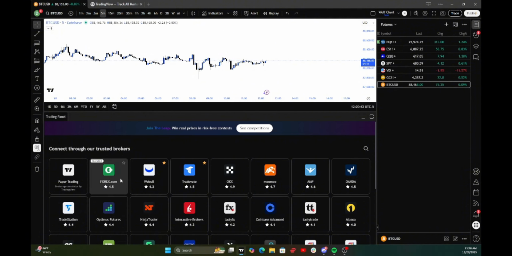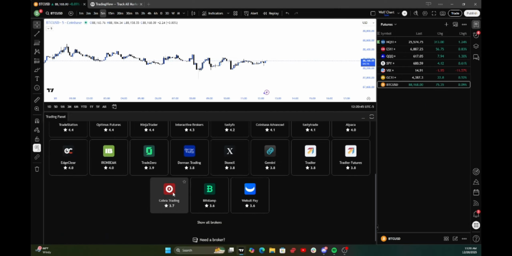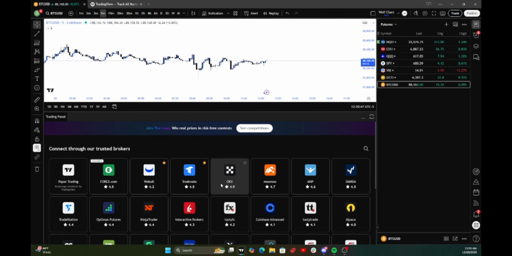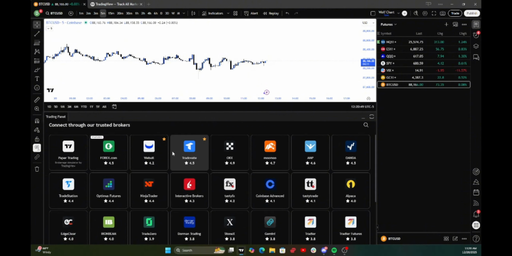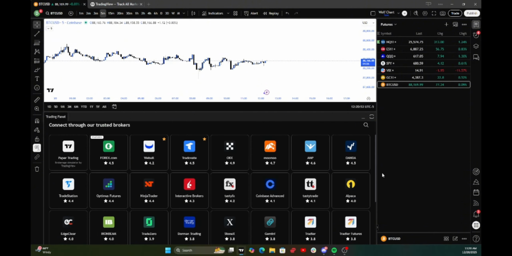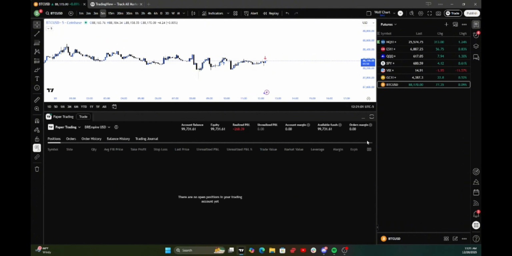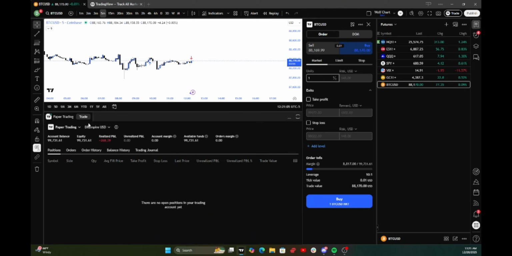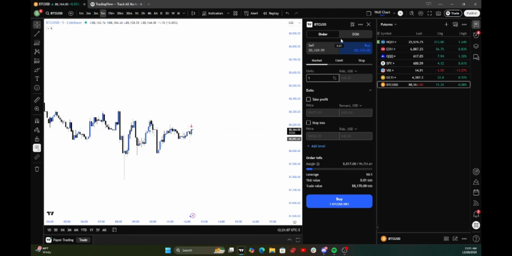So whatever trading platform you're using, if you know it's compatible with TradingView, you can click it and log in, and you can use this paper trade in the same way as live trading, vice versa. But we'll click on paper trading, and once you click on paper trading, hit this trade button right here, and it'll open up this order book.